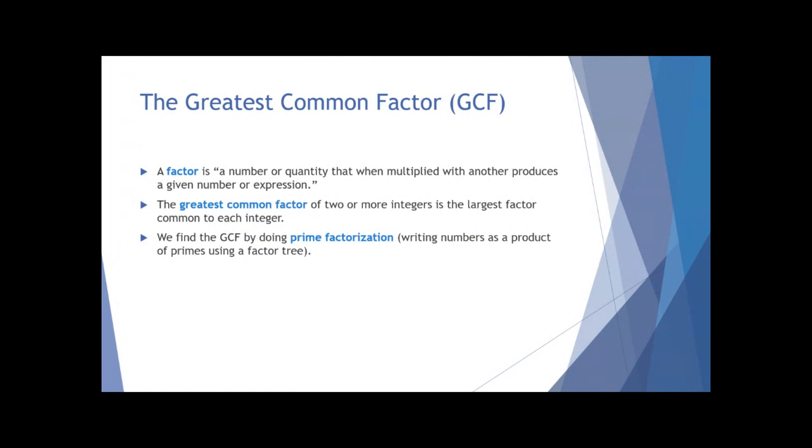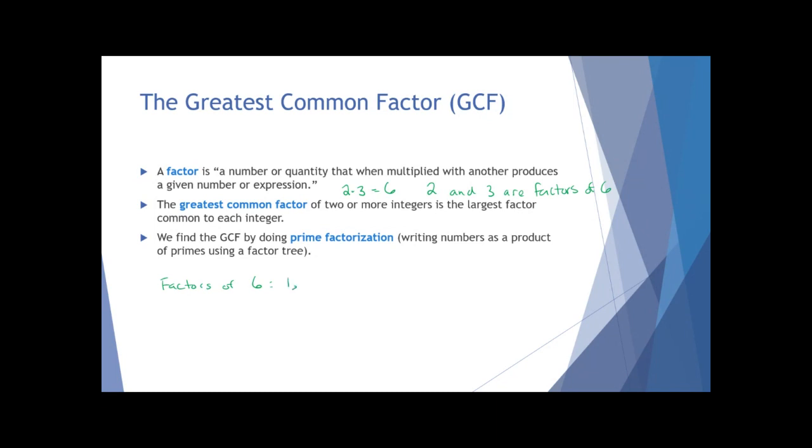So 2 times 3 equals 6. That is something that we know. So 2 and 3 are factors of 6, because those numbers multiply to 6. 6 has lots of factors. Any number that can divide into 6 can be considered a factor.